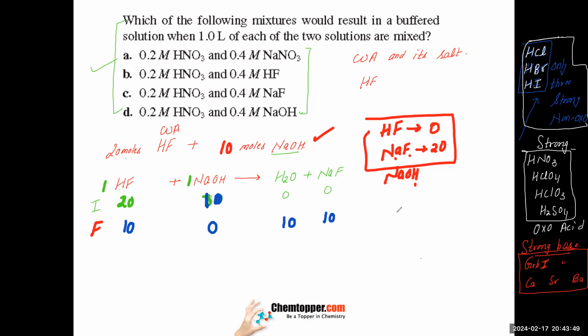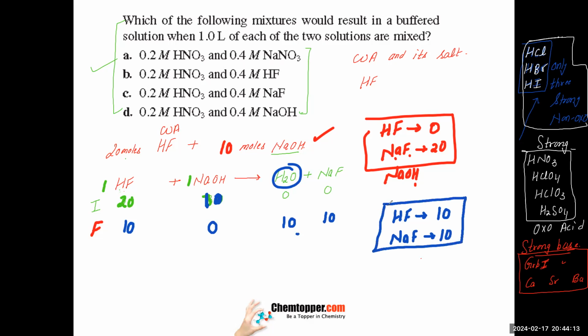Check the final solution. Do I have HF in the final solution? Yes. Do I have its salt? HF and its salt, and NaF is its salt, with a common ion. Remember last class we were discussing the mechanism? Water is also there, but water is the part of the system. So, is it a buffer? Yes, it is a buffer. So understand that whenever there is a weak acid and a strong base, don't straight away say that it's not a buffer. Check the composition finally. Check the final situation after the reaction.